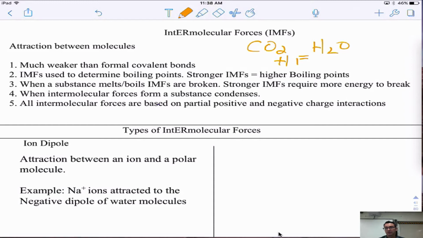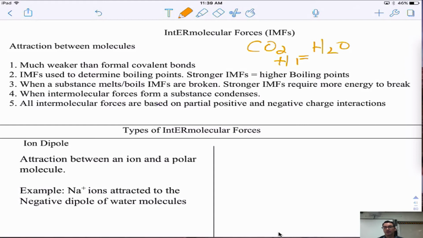So whenever we boil or we melt something, we break those IMFs apart. So you boil water, you break the hydrogen bonding in the water. You break apart CO2, you boil it, you sublime it, you're breaking the London dispersion forces. The stronger those intermolecular forces are, the more energy it takes to break them, the higher the boiling point. If we were to condense a substance, so go from a gas to a liquid, then we're actually forming intermolecular forces.